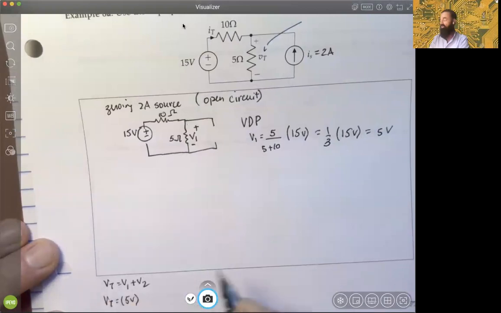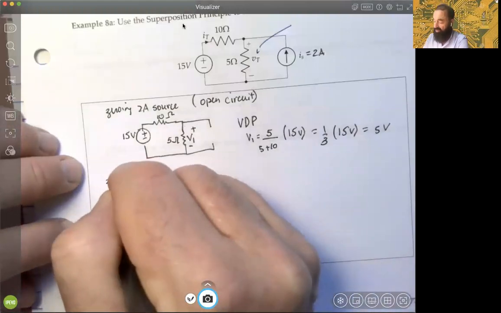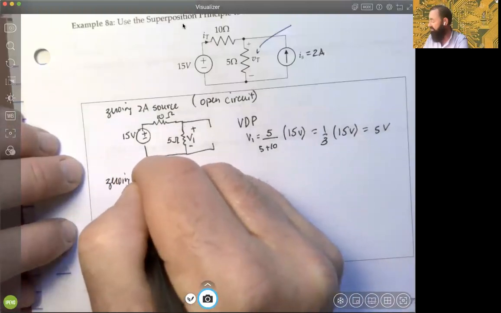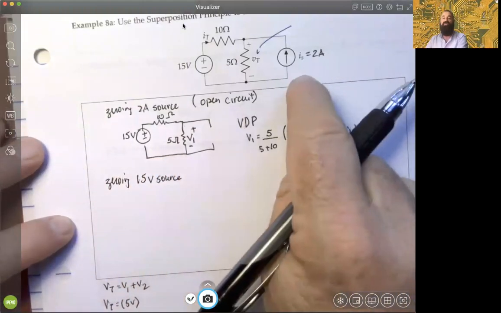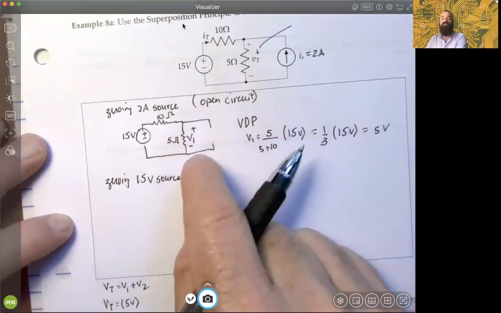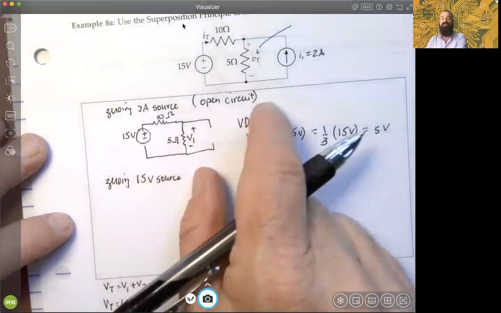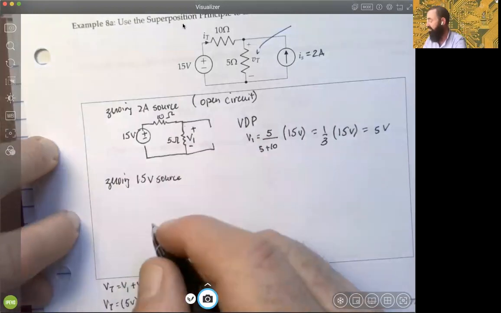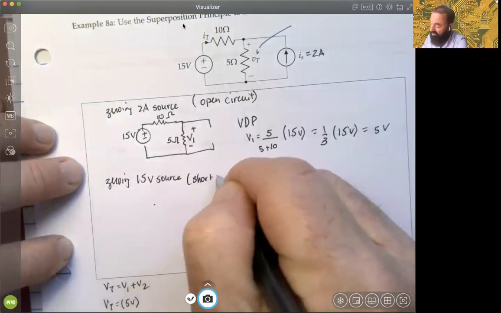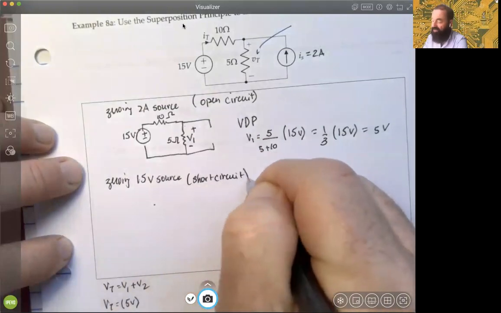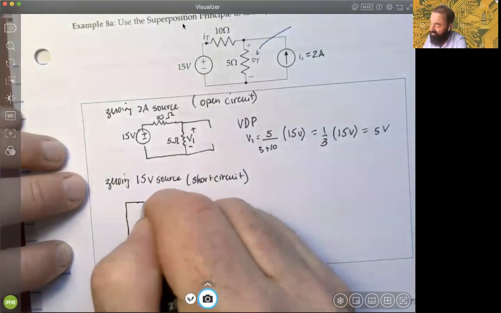So that's what we know thus far. Then what we'll be doing is zeroing the 15 volt source. Now these are done independently, so we're going to zero this one out. So this was the response due to this source. Now we're zeroing this one out to get the response due to the current source. So what we'll do here is, remember, we need a short circuit. Just to remind ourselves, how do we zero out a voltage source? Short circuit it. So there's our short circuit.